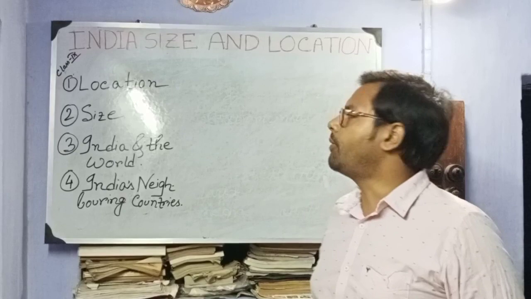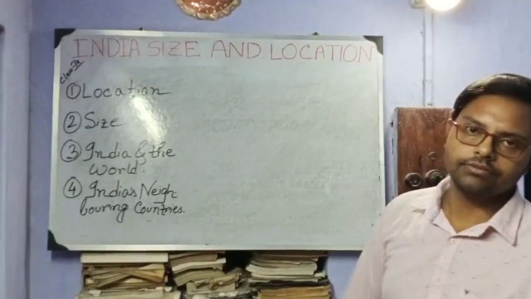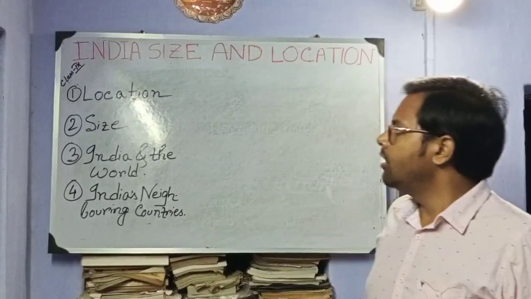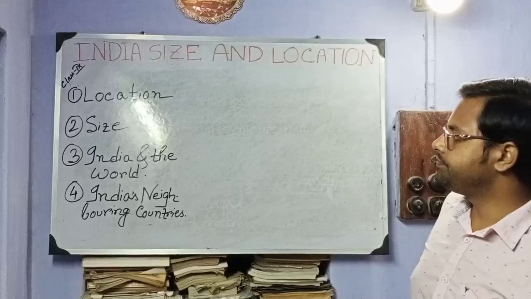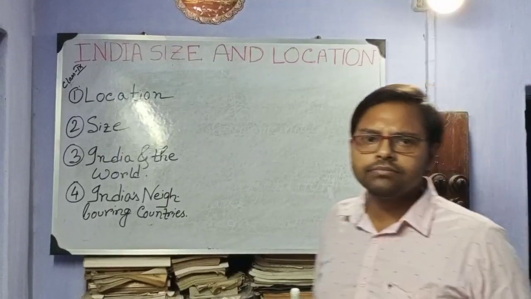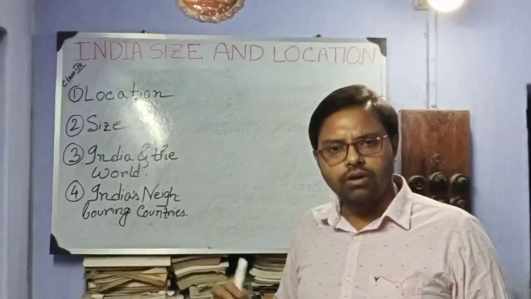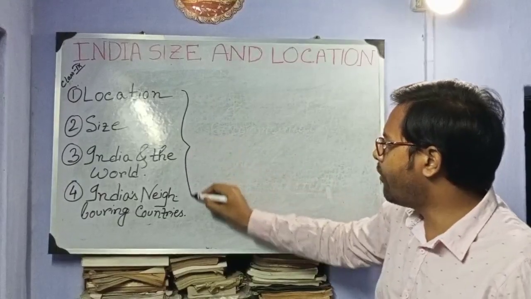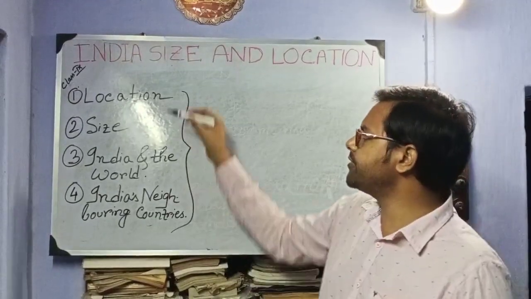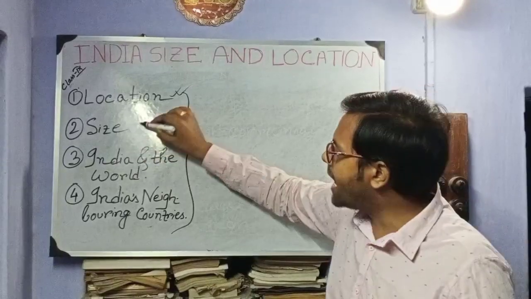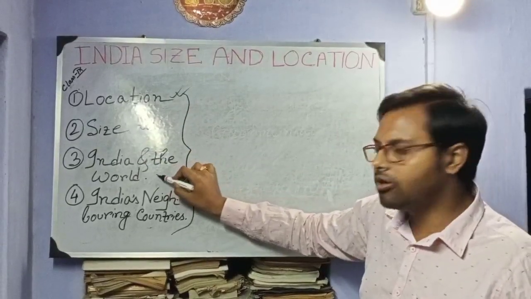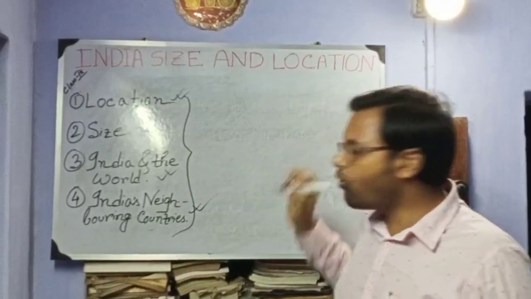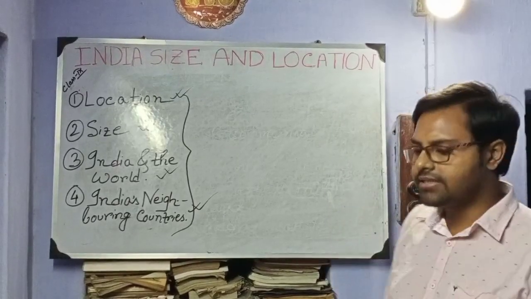Today our topic is India, size and location. It's the first chapter of geography, class 9 CBSE syllabus. In this chapter, we will discuss the following points: location of India, size of India, India and the world, and India's neighboring countries. These are our 4 topics to be discussed today.